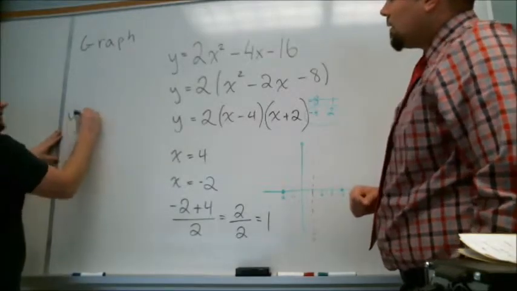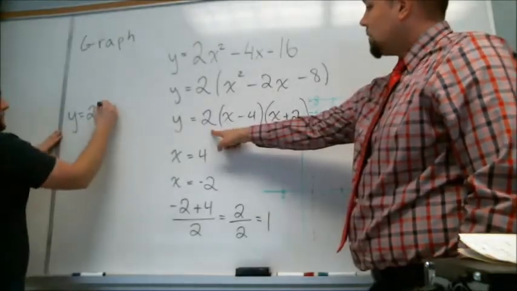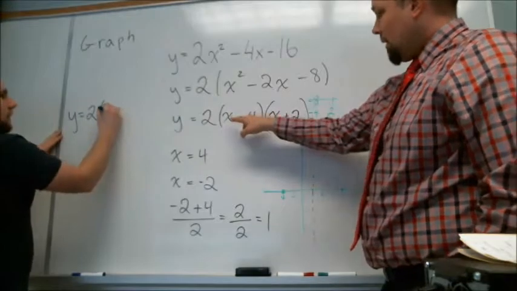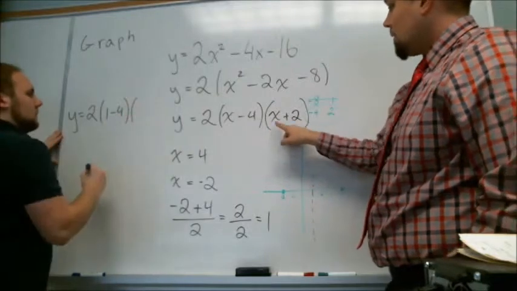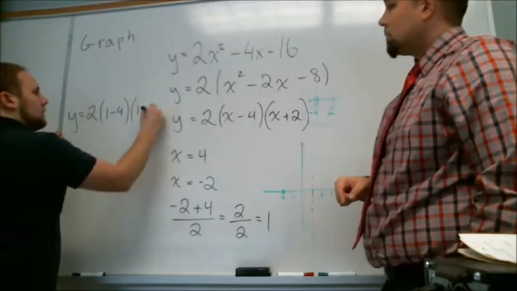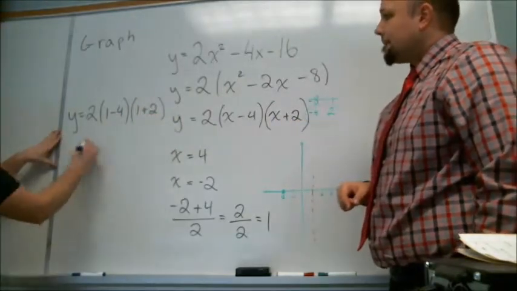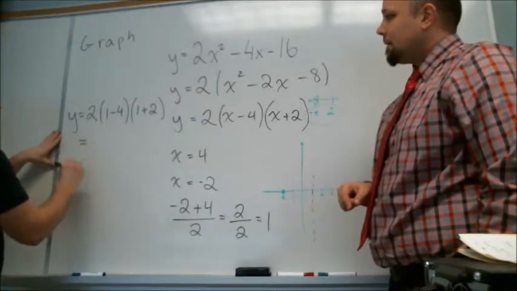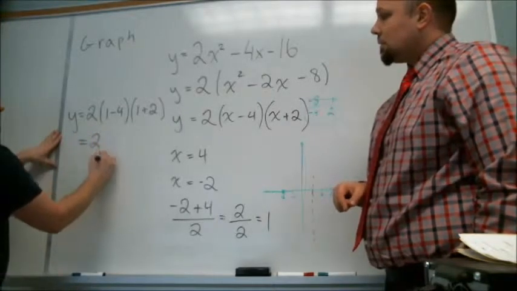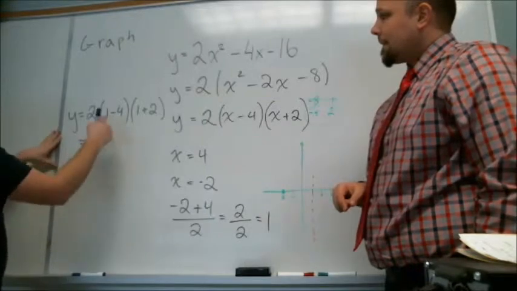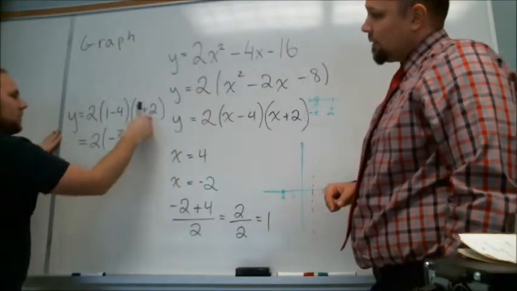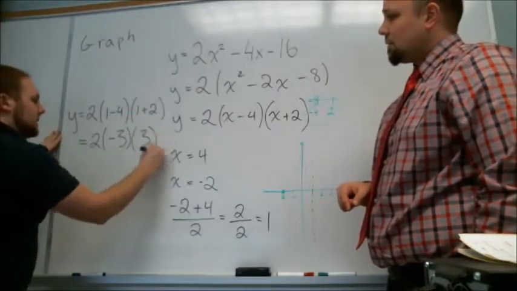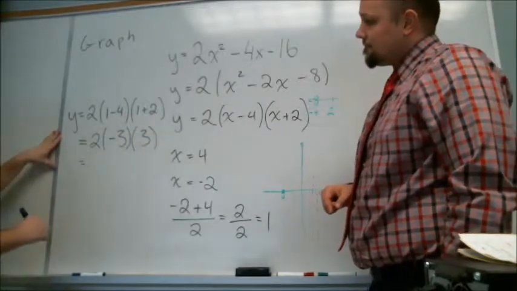We're going to have y equals 2, and then bracket, 1 minus 4, and then a new bracket, 1 plus 2. Okay, awesome. And now we just need to simplify that. Yeah. So we're going to get 2, open bracket, 1 minus 4, so that's negative 3, and 1 plus 2, that's positive 3. Okay.